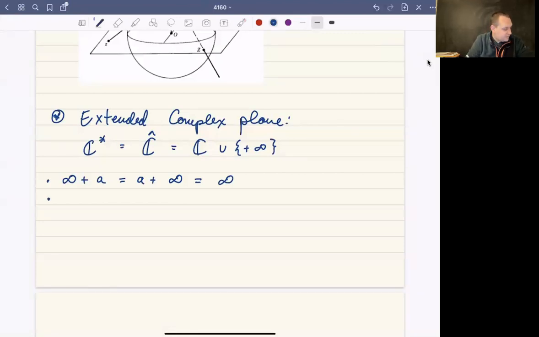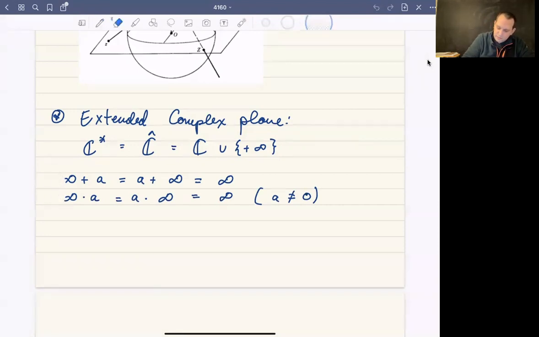If you were to have any complex number a times infinity, that's going to be infinity as long as a is not 0. If you pick 0 times infinity, that's still indeterminate. If you have infinity times infinity, I should get rid of these bullet points in the front because they look a little bit misleading.